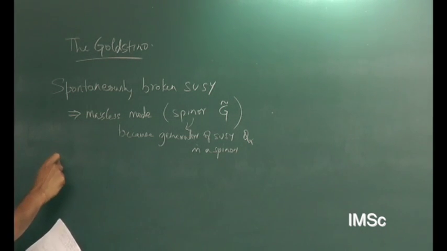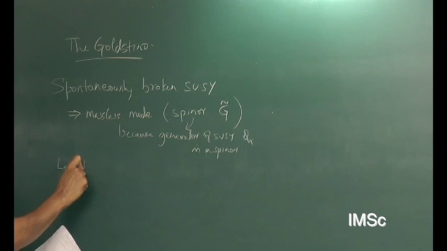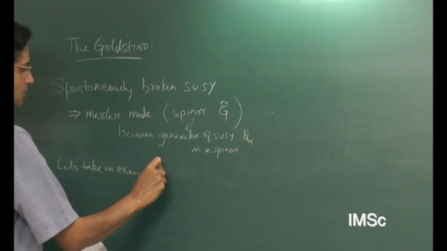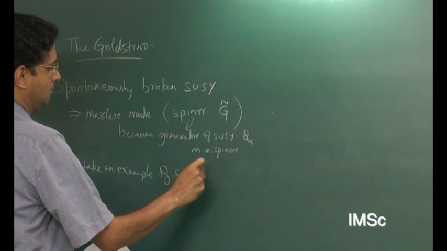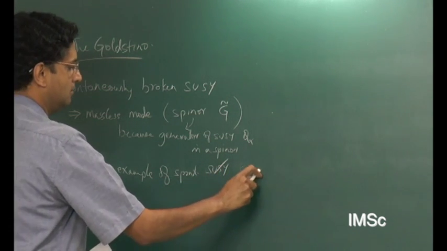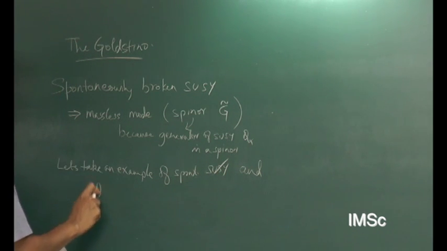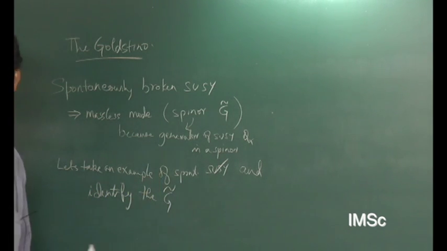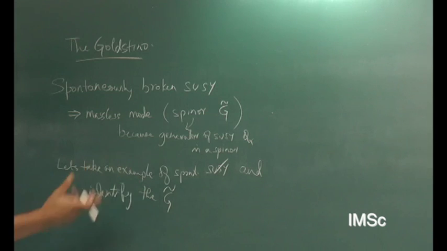So now, explicitly, let's take an example of spontaneous SUSY breaking and identify the massless mode. We'll just take some example theory which has spontaneous supersymmetry breaking, and we'll explicitly identify the Goldstino. We'll see the origin of why it is a massless field and how it arises and so on.